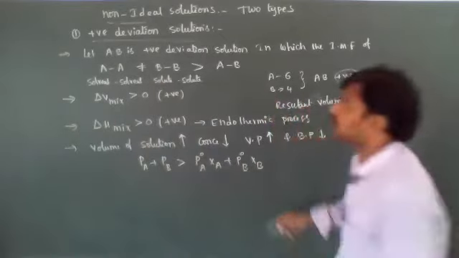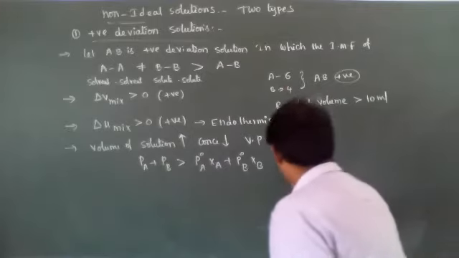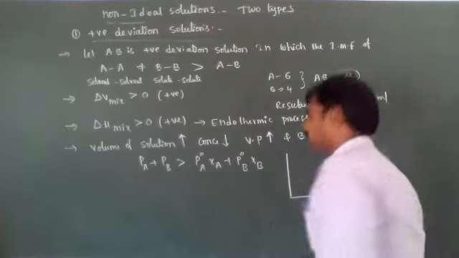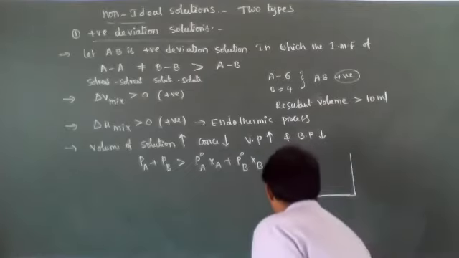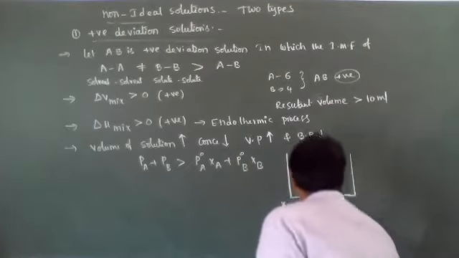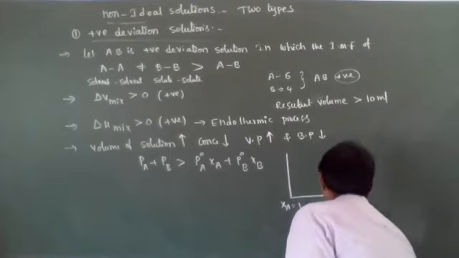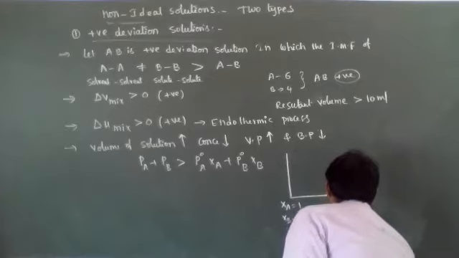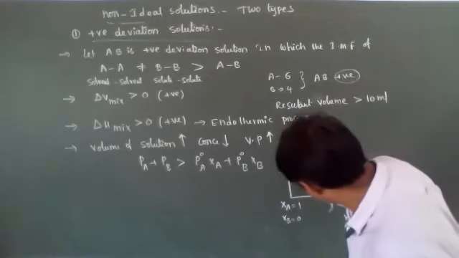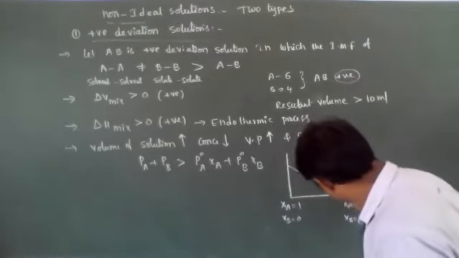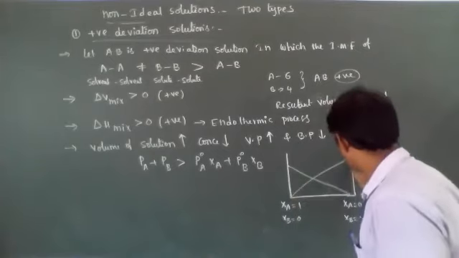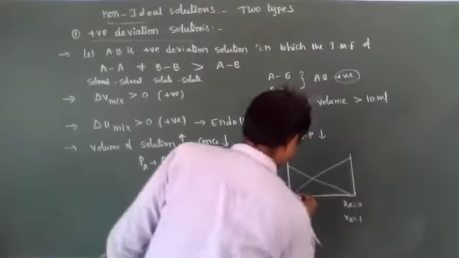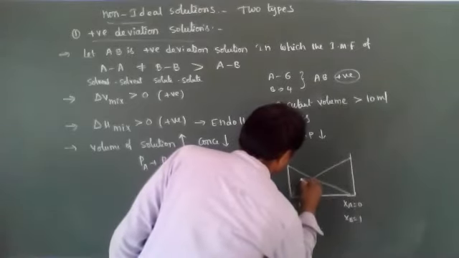For the graphical representation of positive deviation solutions, if you observe, here the mole fraction of A is equal to 1, and here the mole fraction of A is equal to 0, and the mole fraction of B is equal to 0 here and mole fraction of B is equal to 1 here. Now if it is an ideal solution, the graph will come like this, but it is not an ideal solution, the graph comes like this, which means the vapor pressures are increasing.